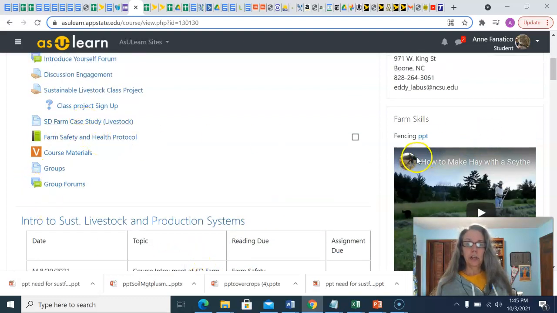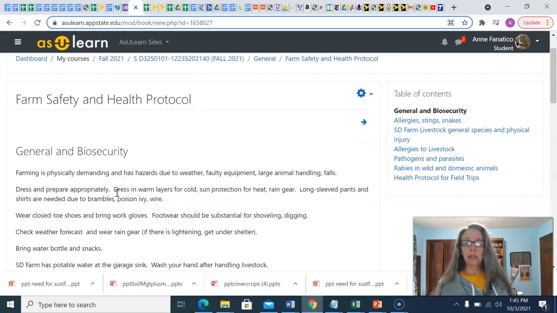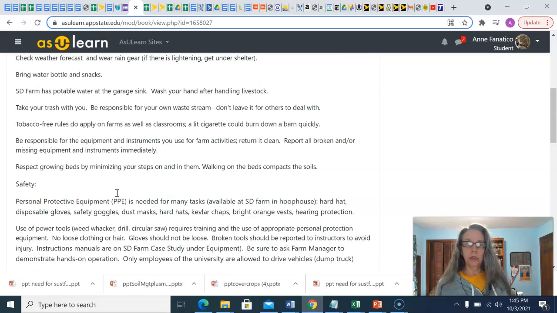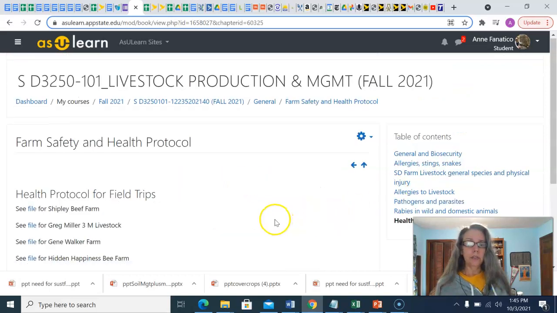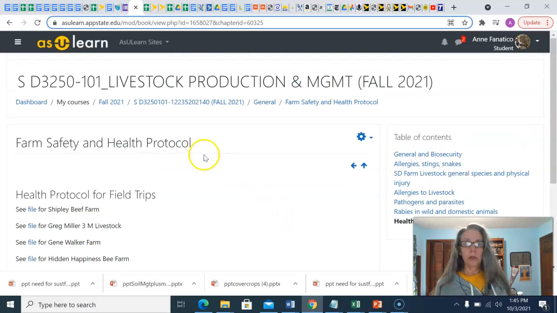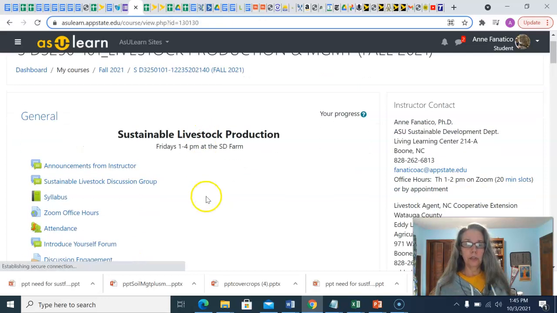The first topic that we covered at the beginning of the semester was farm safety, due to the importance. And you needed to check off here and confirm for me that you have read over our farm safety protocols, general biosecurity, and then we also have infectious disease health protocols for COVID-19 when we travel, and you had to be sure to read these for each field trip that you were taking.